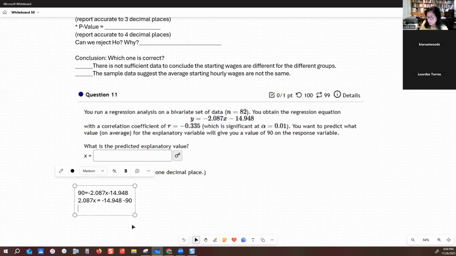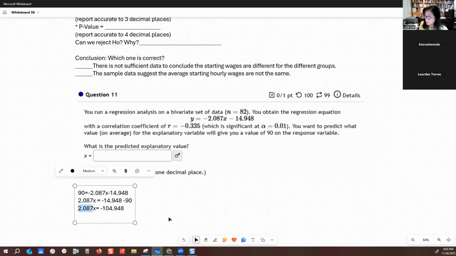Then you just need to combine like terms, right? x equals, and you just need to combine these two negative numbers, 14.948 adding with 90. They're both negative, so you add together as a negative 104.948, okay? Then remember how to solve an equation? We just need to divide, right? Divide out.